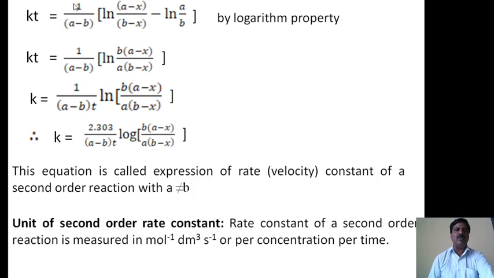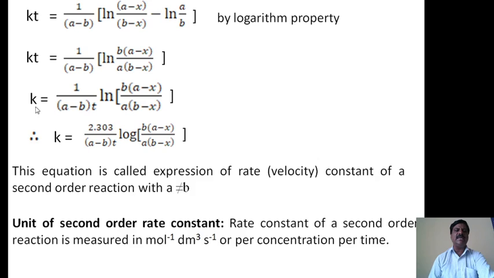Therefore kt is equal to 1 divided by (a minus b) into ln of, by logarithmic property, (a minus x) divided by (b minus x), minus ln of a by b. By logarithmic property, log m minus log n, therefore 1 divided by (a minus b) into ln of b into (a minus x) divided by a into (b minus x), and transfer this t to that side.